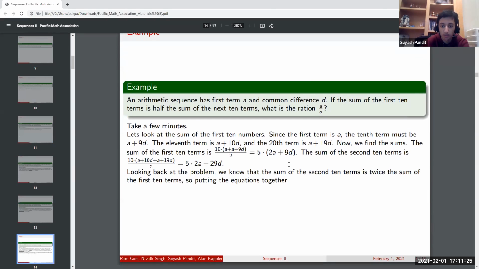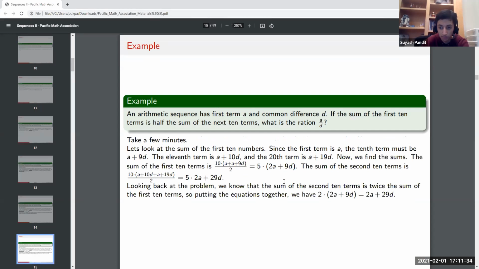And we know that the sum of the second set of 10 terms is twice the sum of the first 10 terms. So we can apply that together, and we get that relationship. Does everyone understand how we got here? It looks like we can cancel out the 5s because those are on both sides. Does anyone have any questions about how we got here? So to recap, we applied the formula for the first 10 terms, the next 10 terms, and then we know a relationship between them. So that's how we got here.